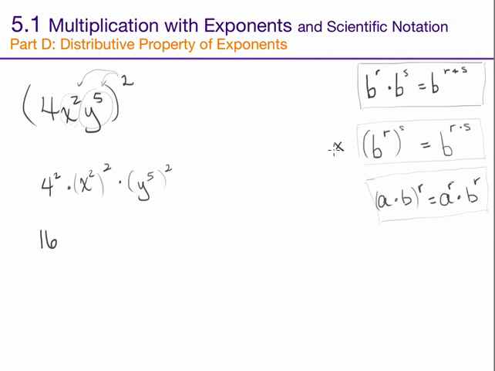Now, using the power property, I can rewrite this piece here and this piece here. The power property says a base raised to a power raised to another power, you multiply the powers. So x to the 2 becomes x to the 2 times 2, or x to the 4. Y to the 5, all raised to the 2, becomes y to the 5 times 2, or y to the 7.